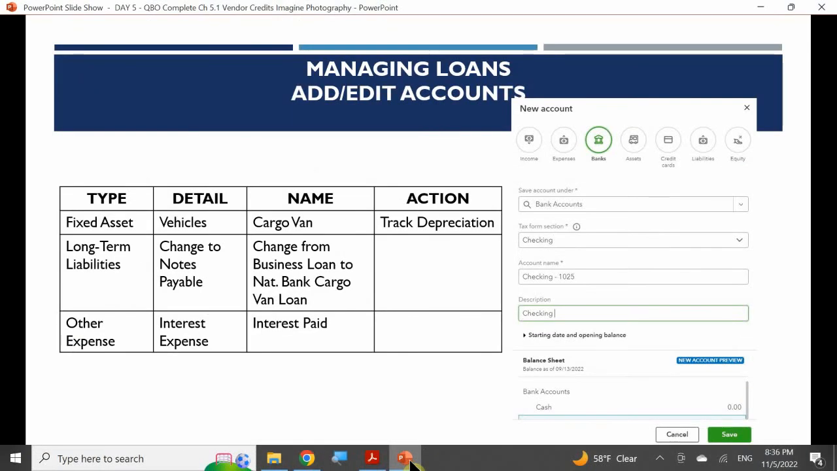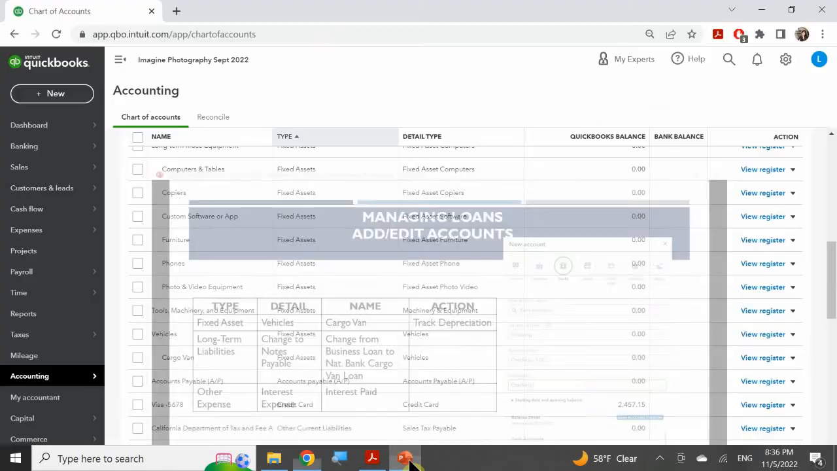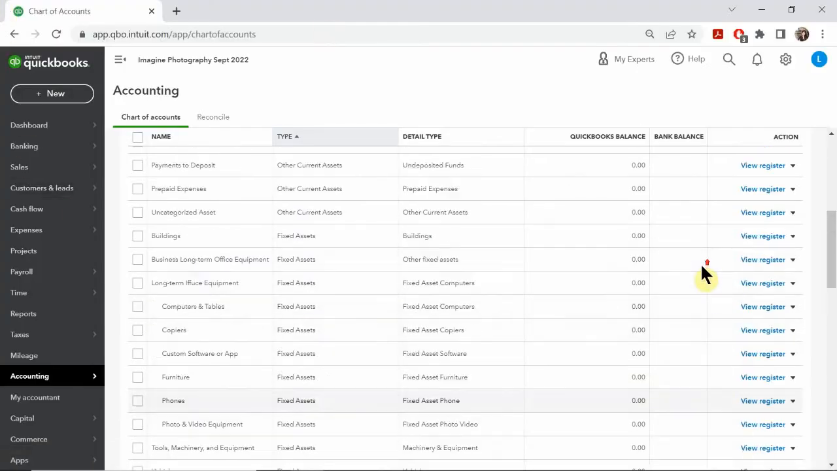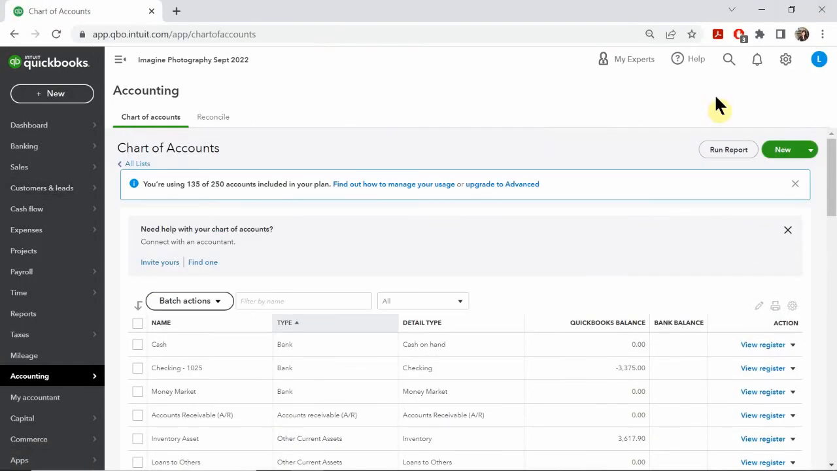I need to do a long-term liability for the loan, okay, and I'm going to change it to notes payable. So I'm going to change the long-term liabilities account and change it to notes payable. Okay, change from business loan to National Bank cargo van loan. So this one, I'm overriding an account.